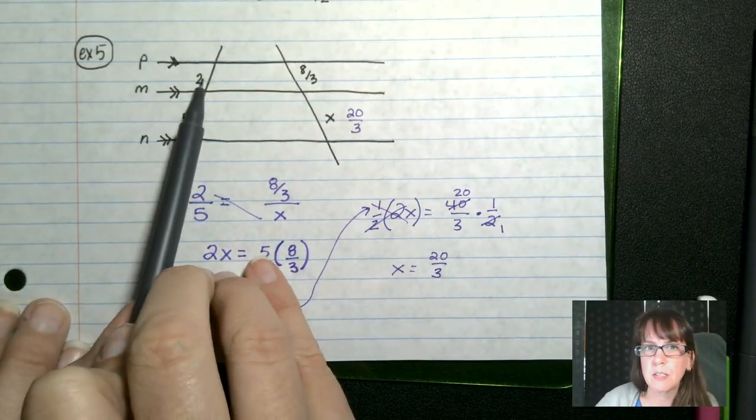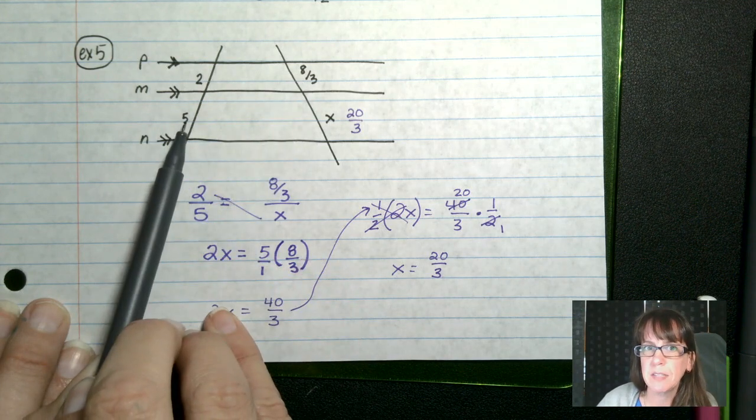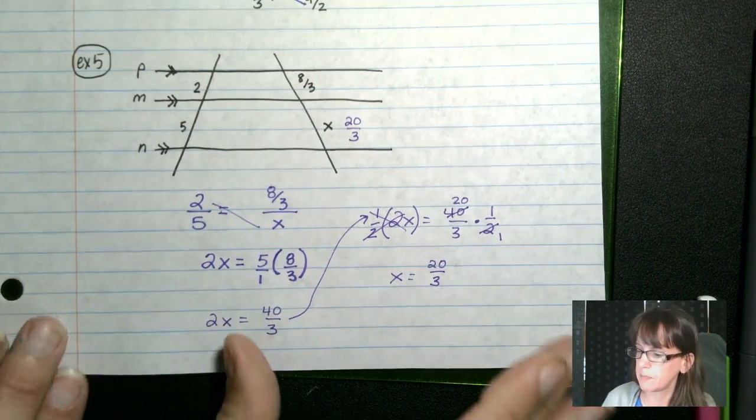And you can kind of look at that because 2 times 4 would give me 8, so 8 over 3. 5 times 4 would give me 20 over 3. I'm just talking about the top part. All right, hope that makes sense.